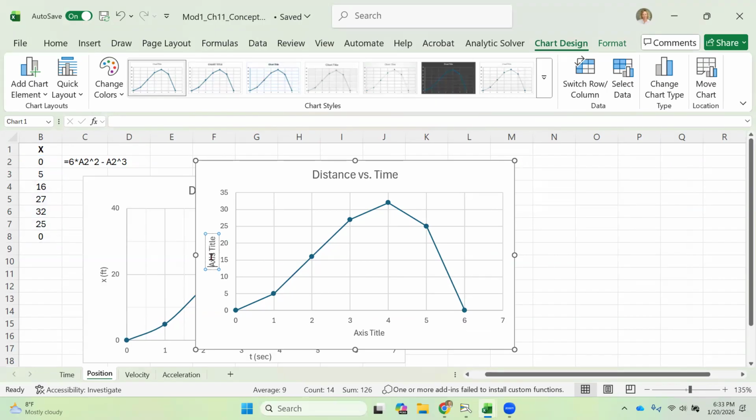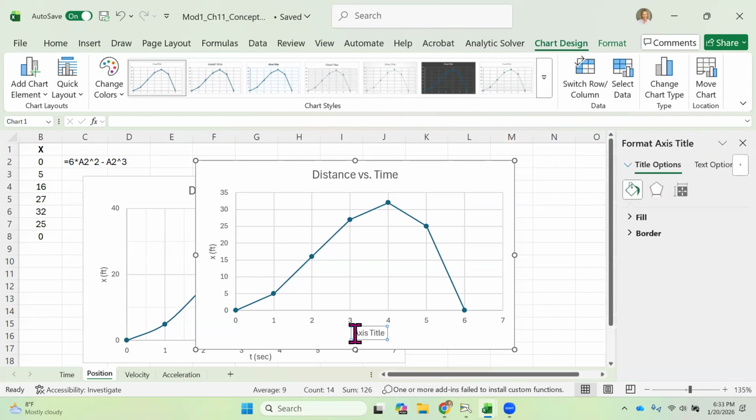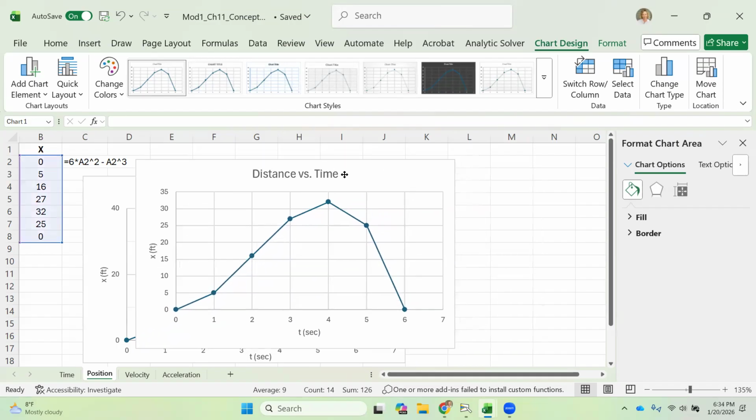And then now you're going to change by double clicking the title here. And it's just like regular editing of anything. So it's going to be X, and then this one is feet are the units. Make sure you put the variable with the units in both cases. So the X would be going vertically. The time would be going horizontally. Okay. And then there is your chart.